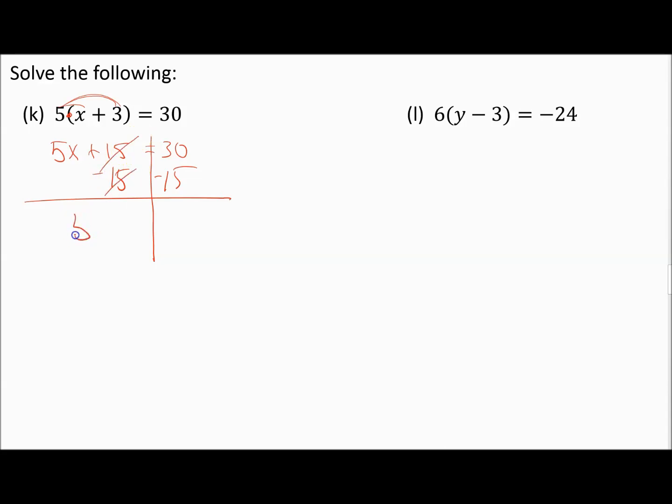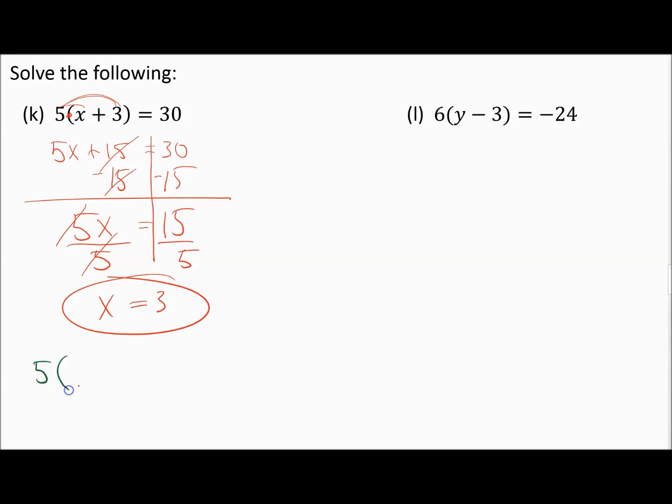Now on the left, that leaves me with 5x. On the right, 30 minus 15 is 15. Then you divide by the coefficient of the variable, so divide by 5, and that gives me x is equal to 3. When I go to check my work, I have 5, parentheses, 3 plus 3. Is that really equal to 30? And you might see right off the bat it is, right? That's 5 times 6 equals 30, and it checks out.